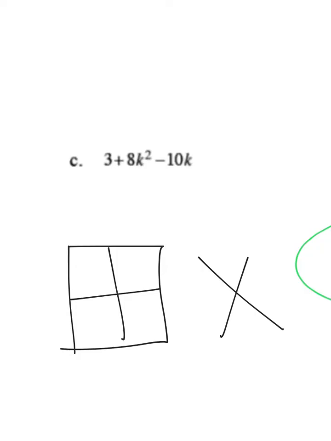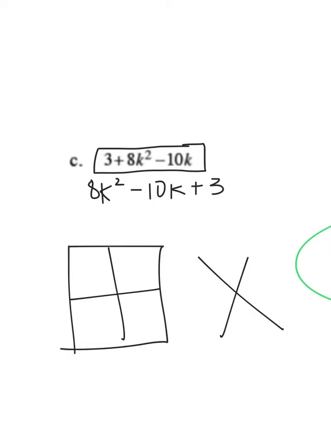One thing I want you to notice is that these items are listed out of order. In terms of placement in the diamond and rectangle, you always want the one with the squared to come first. So we need the 8k squared to be first, then the minus 10k, then the plus 3. In general, the formatting is ax squared plus bx plus c. So you're kind of watching the exponent on the x decrease from squared to a single x to no x's. So now that we've moved that 3 to the back where it belongs, now we can use factoring.